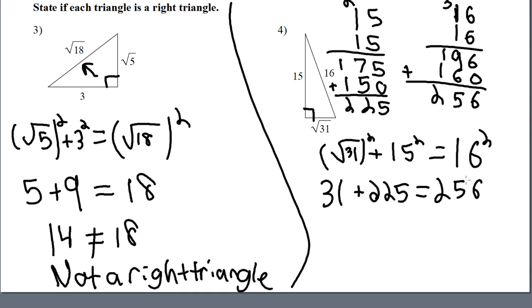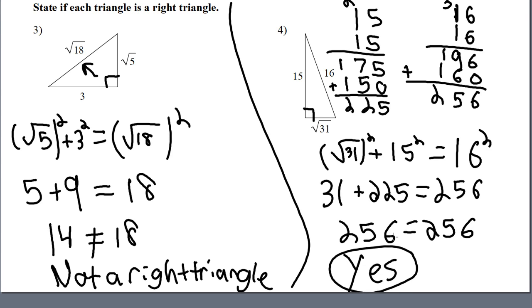Well, 31 plus 225: 1 plus 5 is 6, 3 plus 2 is 5, and you still have the 2 in the hundreds place. Looks like they're equal, so yes. Number 4 is definitely a right triangle.